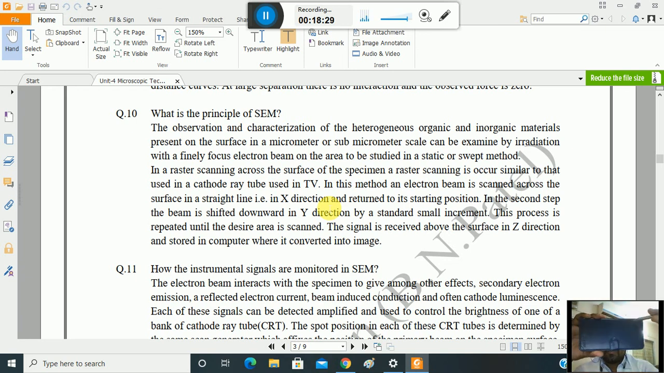Then what happened? X direction and return to starting position. Then in the second step, the beam is shifted downwards, and then further scanning takes place. Scanning is over, the beam is moved to starting position. Then downward scanning, starting position, downward scanning, starting position, downward. The process is repeated. That is a raster scanning. In the second step, the beam shifts in the y direction by a standard small increment. This process is repeated until the desired area is scanned. The signal is received above the surface in the z direction and stored in a computer where it is converted into an image.